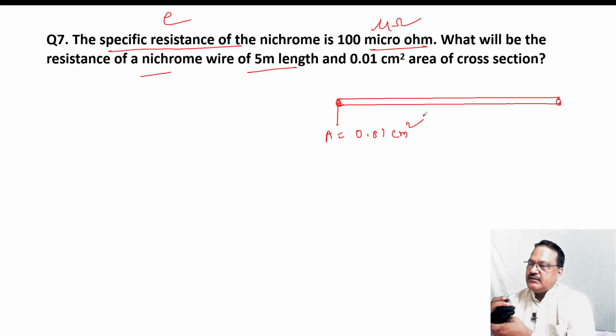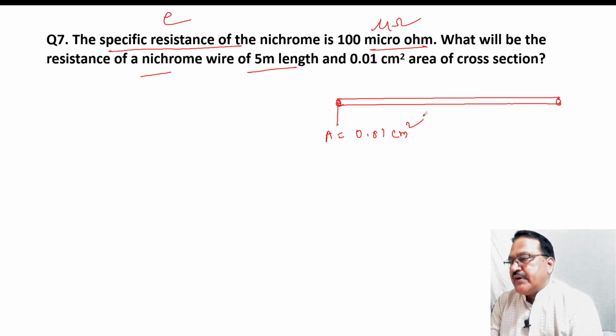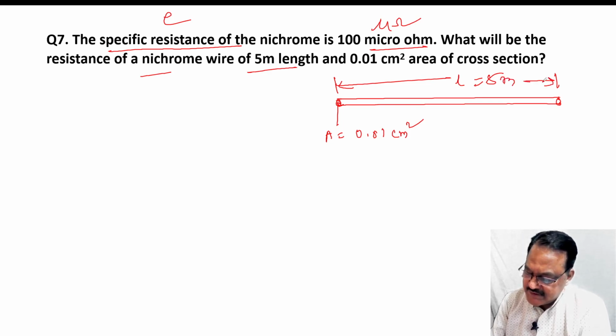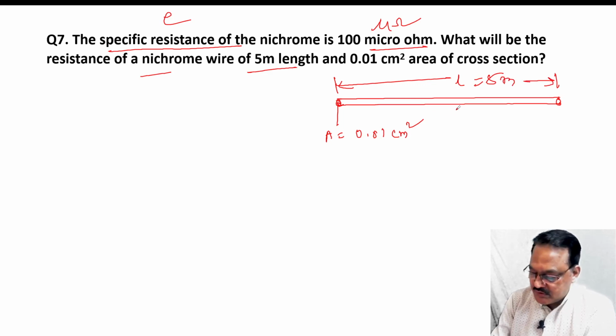So what we have to do here? This is to be converted into meter square. This is also the task in this case. Okay. And what is the length of this nichrome? Means L is equal to 5 meter is given here. And specific resistance means rho is also given here. Rho how much given? Specific resistance as per the question.